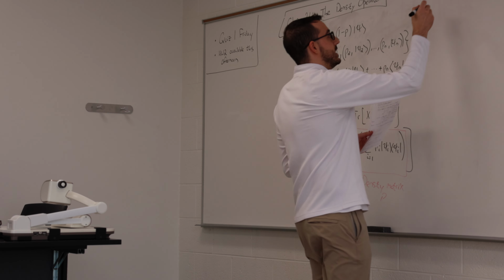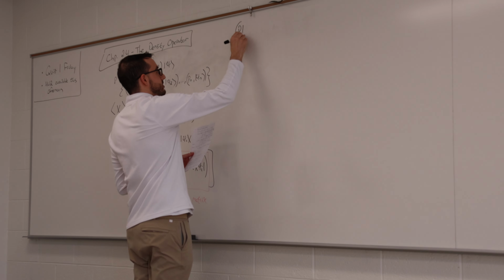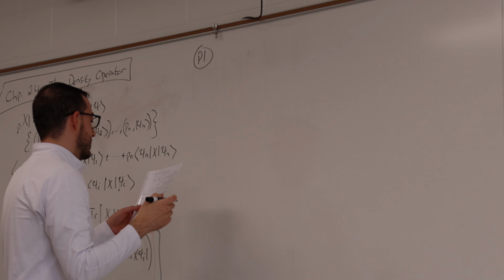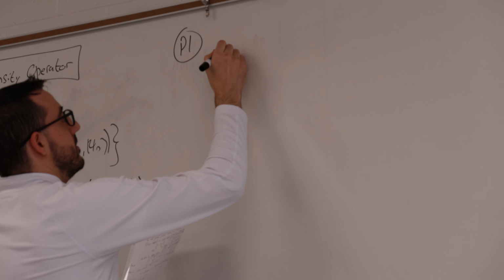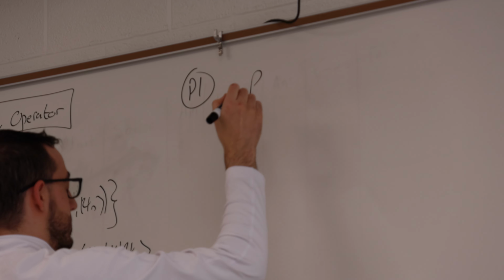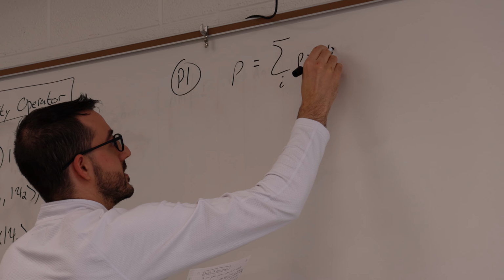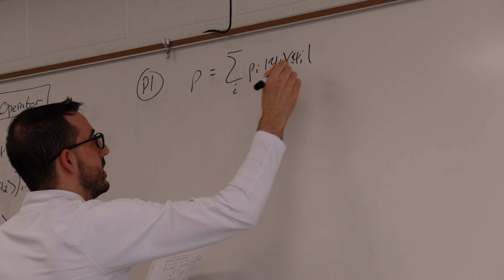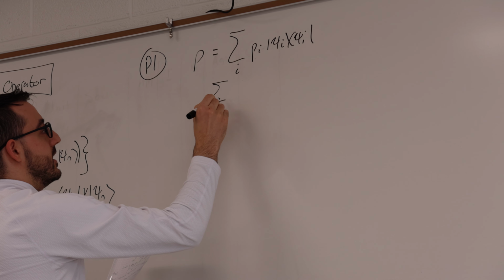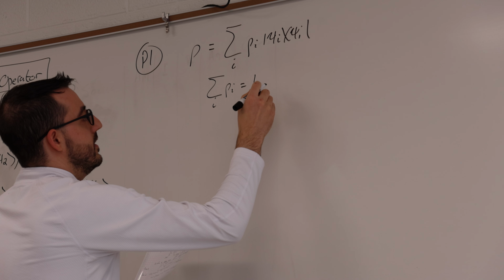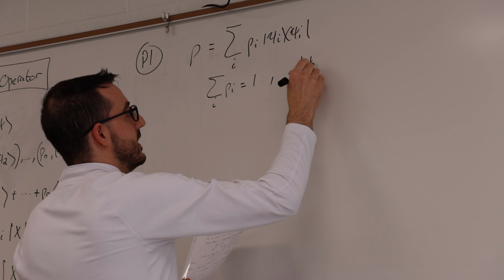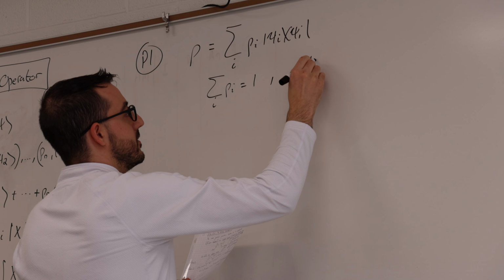So the first postulate, P1, is just that this is the mathematical object. The most general quantum state will be this density matrix rho, which I'll rewrite as a sum over i of p_i times the outer product of psi_i with itself, where the sum over i of p_i is equal to 1, and each psi_i is a valid quantum state, so it has norm 1.